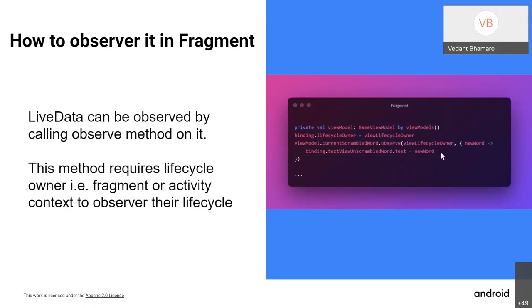So you have to give the life cycle owner to the observe method of live data. Current scramble word here was live data, as you can see, and you are observing it, and you have to pass the view life cycle owner. So it would start tracking the life cycle of this fragment. And then you have to write the code here. This is the lambda that you are getting. Here you would be getting the new word, that is, whatever the word is changed to, and that is how you would be updating the text of the word. You only have to write this much code.